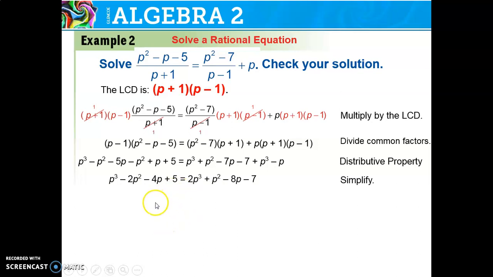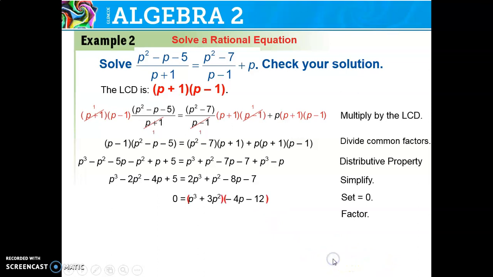When we simplify, we're left with a cubic equation. Let's set it equal to 0, so we'll move everything to the right. p to the third plus 3p squared minus 4p minus 12. Let's see if we can factor this. How would we factor this?